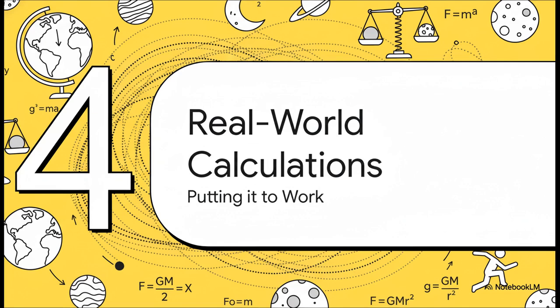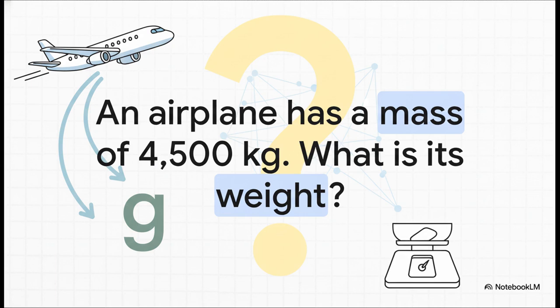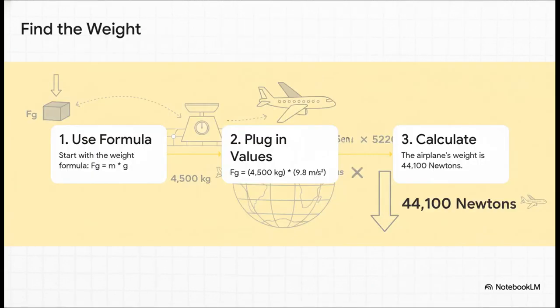Okay, that's enough theory. Let's see how this stuff actually works in the real world. It's time to put our little formula to the test. First up, we've got an airplane with a mass of 4,500 kilograms. That's the amount of stuff it's made of, right? So the question is, what's its weight? All we need to figure this out is its mass and that magic number g. So it's super straightforward. We take our formula, Fg equals mg, we plug in the mass, 4,500 kilograms, and we multiply it by our gravity constant, 9.8. You run the numbers and bam, the airplane's weight, the force of gravity pulling it toward the Earth, is 44,100 newtons. See? Simple as that.